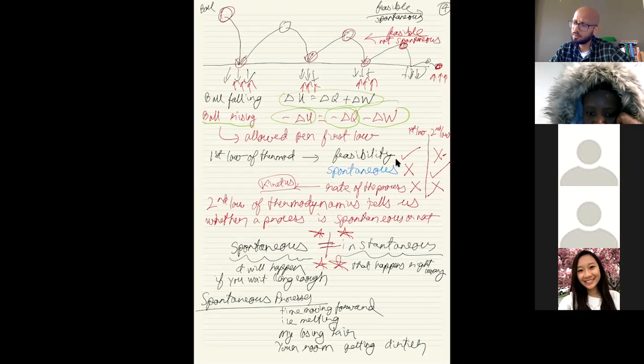tells us that a process is spontaneous. First law of thermodynamics does not tell us about spontaneity. It tells us it is feasible. It does not tell us whether it's going to happen on its own or not.